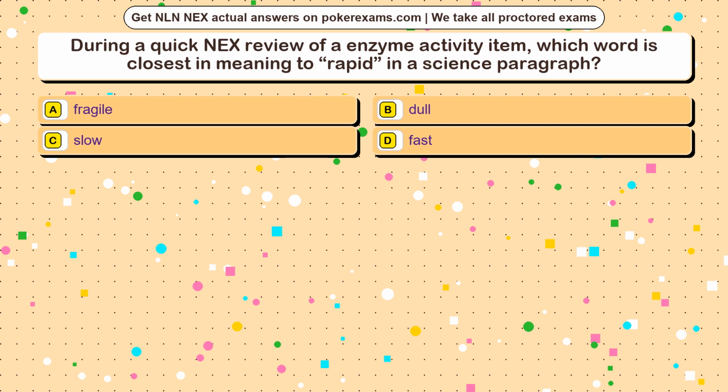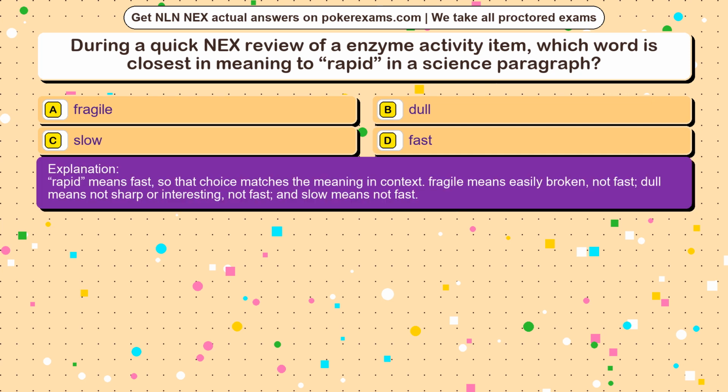The correct answer is option D. Rapid means fast, so that choice matches the meaning in context. Fragile means easily broken, not fast. Dull means not sharp or interesting, not fast, and slow means not fast.